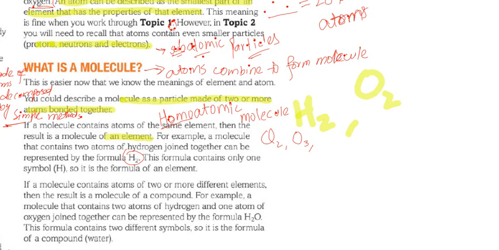Okay. If a molecule contains atoms of two or more different elements, then the result is a molecule of a compound. You have studied the molecule of an element, and this is the molecule of a compound. It can also be called a heteroatomic molecule.